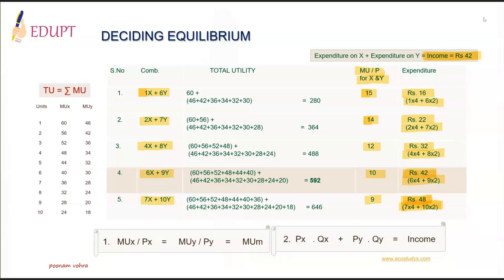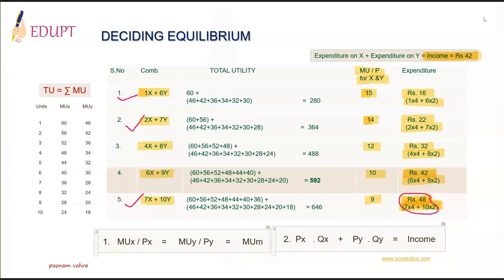Now let us analyze this. The consumer needs to reallocate his income in the first two cases to get maximum satisfaction. The consumer is not in a position to go to the 7x plus 10y combination because it is beyond his budget.